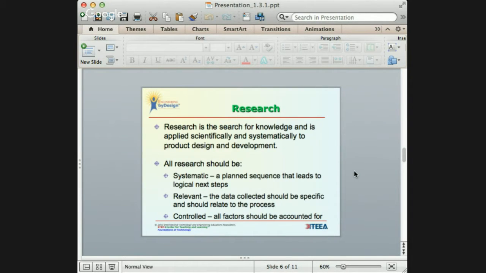Okay, so research, I'm going to break it down. All research has to be systematic. You have to have a plan going in, because if not, then you won't know what to research and it's going to be all over the place.